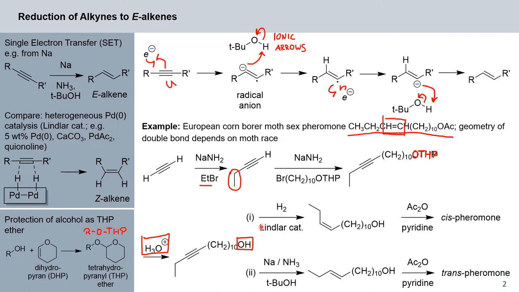you would react your alkyne alcohol here with hydrogen gas and the Lindlar catalyst, as described here on the left-hand side, to get your Z alkene. And then reacting the alcohol with acetic anhydride and pyridine would give you your cis pheromone. Alternatively, you can go the route of single electron transfer from sodium and generate your E-alkene here. And again, with acetic anhydride and pyridine, you would then get your trans pheromone. So you can address all kinds of, well, two races of this European corn borer moth.